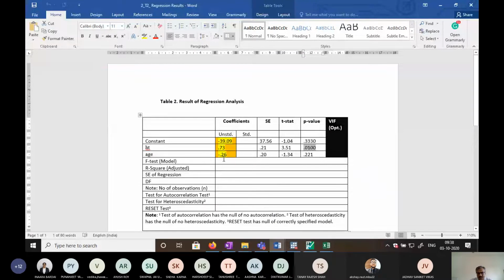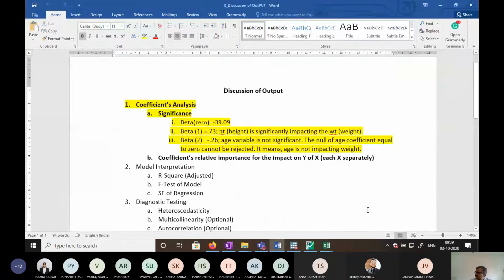So this age coefficient of minus 0.26, though it is mathematically there, statistically because p-value is not less than 0.05, null of coefficient equal to 0 cannot be rejected, so we'll assume it is statistically equal to 0. All these points we have reported in the discussion of output. This template is supposed to be filled in detail. This is something we are reporting.